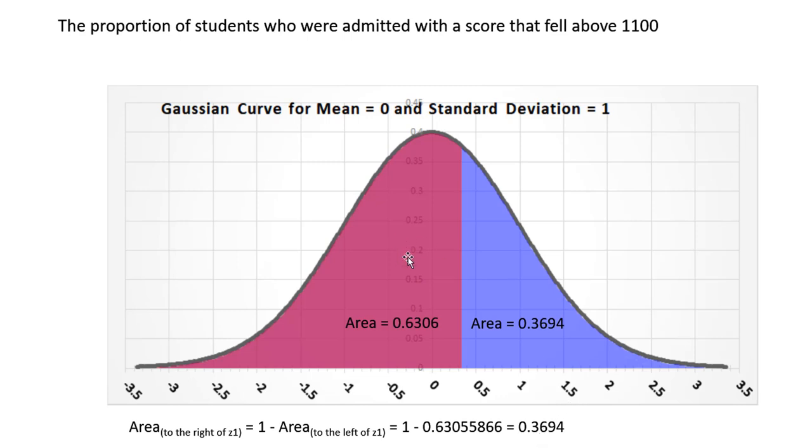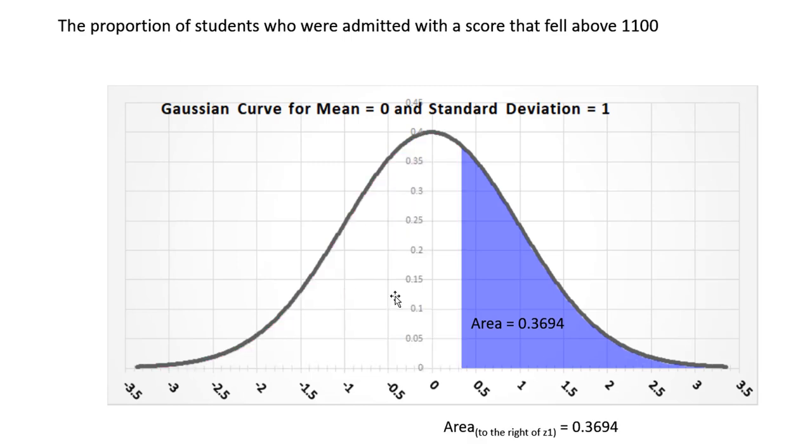Now, let's see what happens when I physically subtract this reddish or pinkish color. Magenta. We'll go with magenta. And there you have it. We are left only with 0.3694 as the area to the right of the z-value of 0.333, which in this case corresponds to an SAT score of 1100.